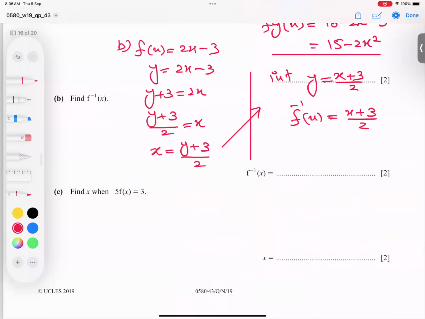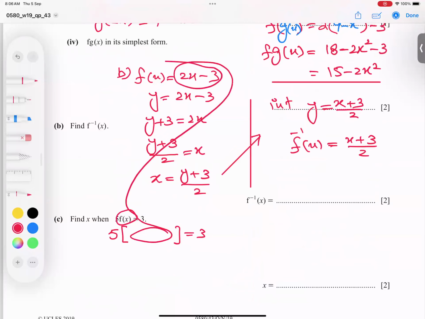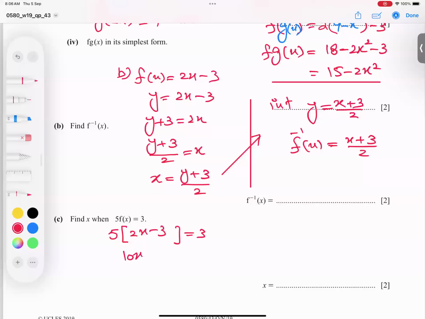Let's go for the next part. He said 5 times 2 f of x equals 3. So 5 times 2 f of x, but in the place of f of x, I leave empty space, equals 3. What to write here? The value of the function f. So 2x minus 3, 5 times 2 is 10x, 5 times 3 is 15. Now 15 will go there, so this minus turns to be positive. And I got 10x equals 18.